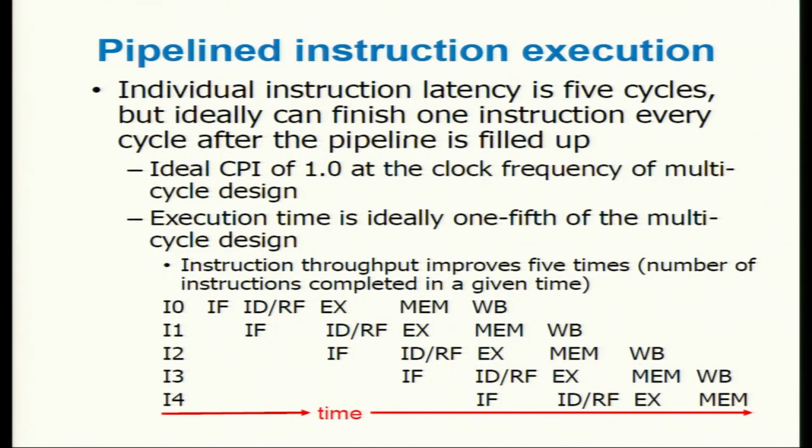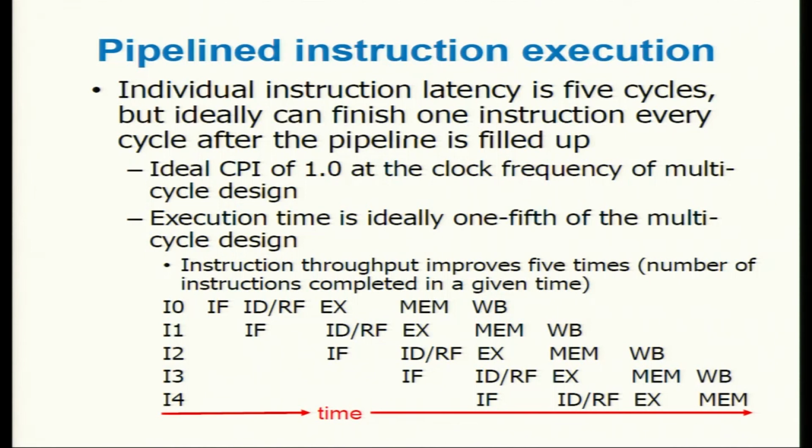In the first cycle, I fetch the first instruction, I0, and it goes through the 5 stages as usual in 5 cycles. In the second cycle, when I have completed fetching I0, I can start fetching I1. In the third cycle, I can start fetching I2. In the fourth cycle, I can start fetching I3, and so on. Now, as you can see, in every cycle, if you look at the vertical line, there is one instruction in each stage of the processor. So ideally, I can finish one instruction every cycle.